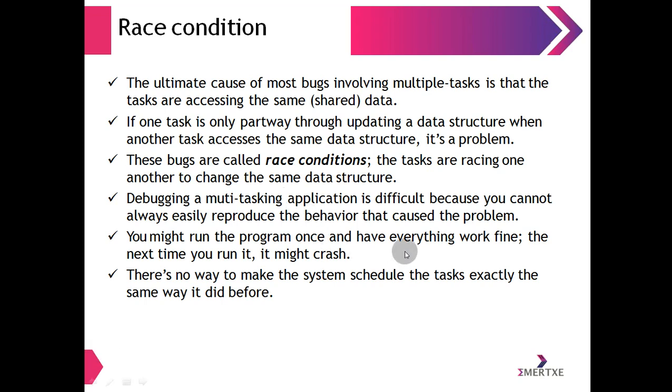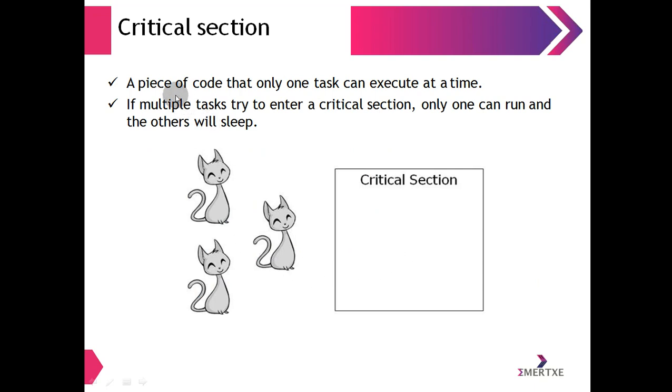Let's go to the next slide. So how does it happen? The critical section. Suppose there is a piece of code that only one task can execute at a time. If multiple tasks try to enter a critical section, only one can run and the others will sleep.